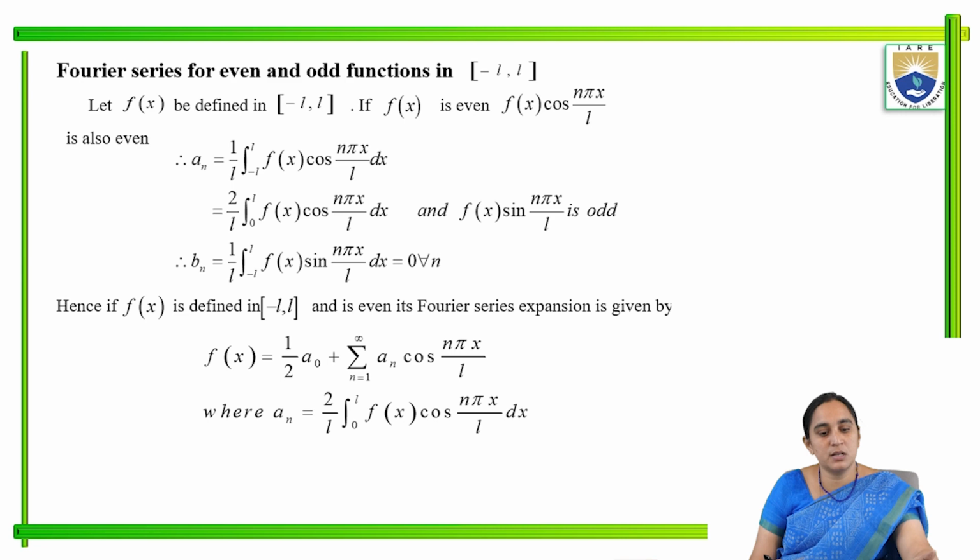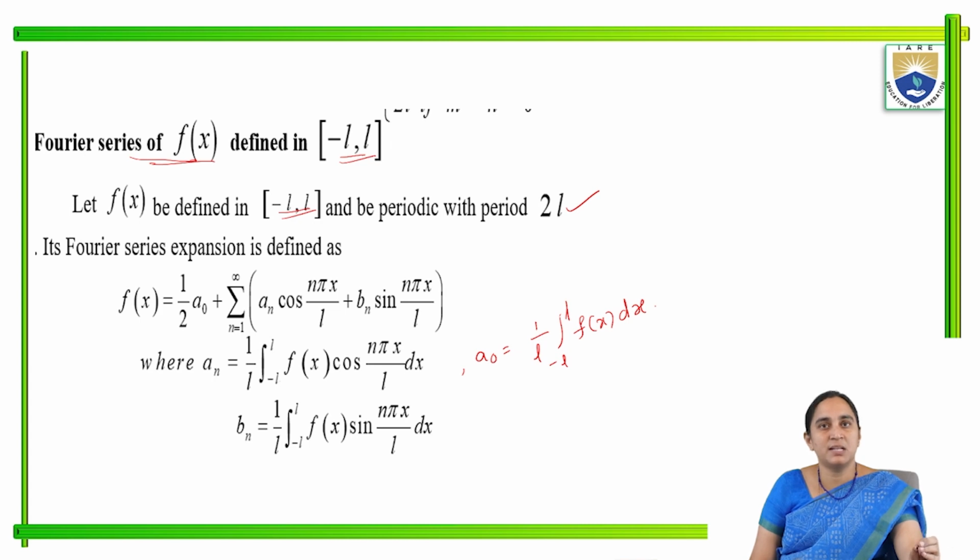Continuing the theory, Fourier series for even and odd functions in minus l, l. Whenever the interval is minus l, l, first we have to verify whether the function is even or odd. This is the general formula for minus l, l. If the function is even or odd, the series will be reduced, and we can easily get the answer after verifying.